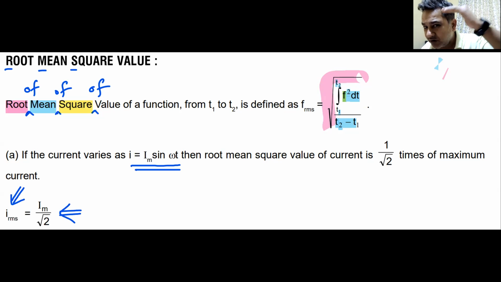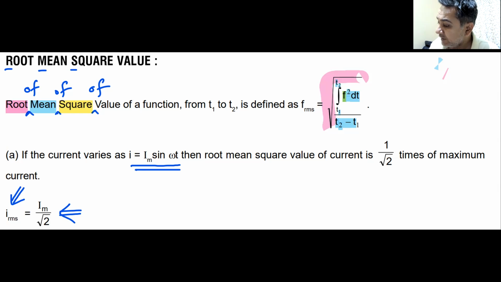Do we understand how we have got this formula? Value of current is 1 by root 2 times of maximum. And that is what you should never forget in your entire life. Will you remember this? Yes or no? Yes, sir. Then, have you noted this down?